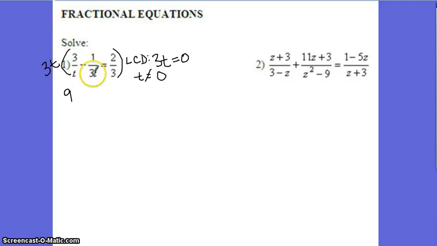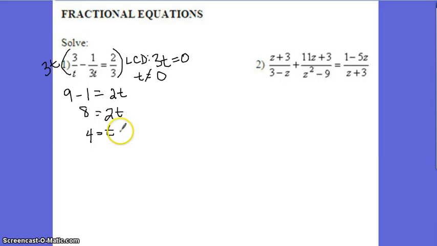Minus 3t divided by 3t would be 1, times negative 1 is just negative 1. 3t divided by 3 gives us t, times 2 would be 2t. Solve it down from there. This one's really short. 8 equals 2t, t equals 4.